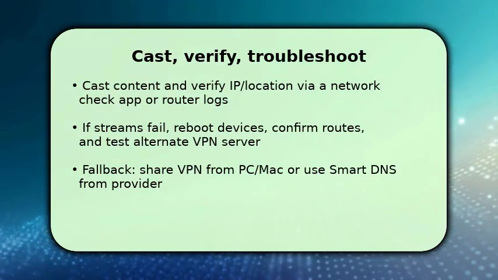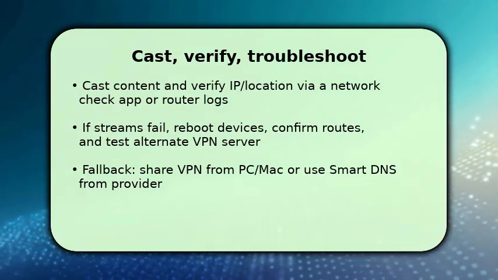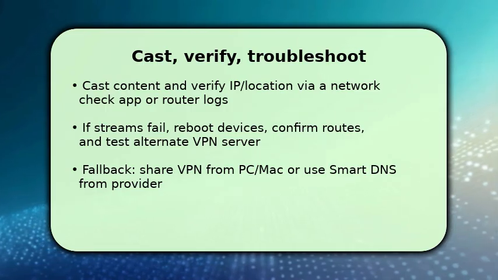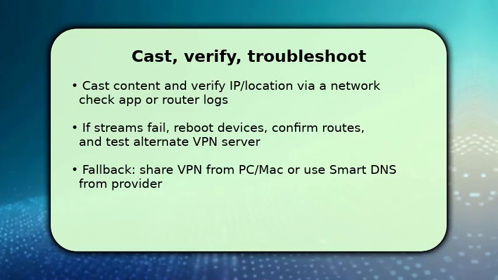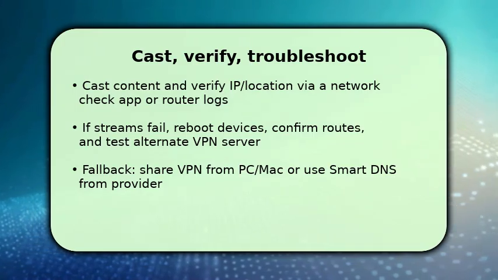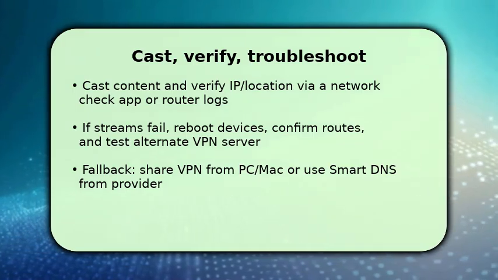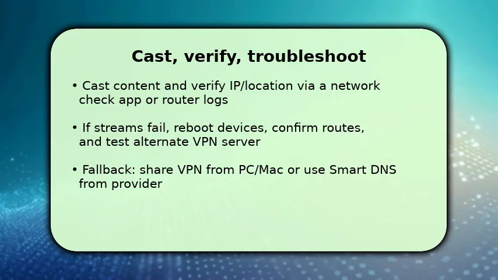You're ready to cast. Start playback from your app and verify the Chromecast's public IP or region via a network check tool on the same network or router status page. This confirms VPN routing. If playback fails, reboot Chromecast, router, and controlling device.